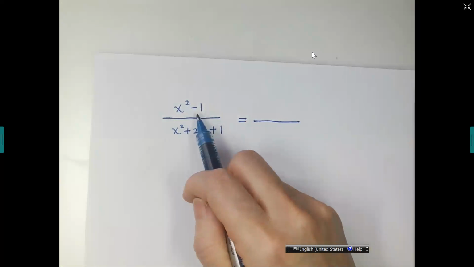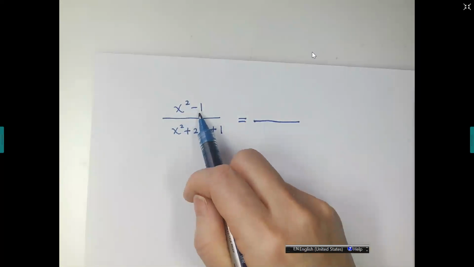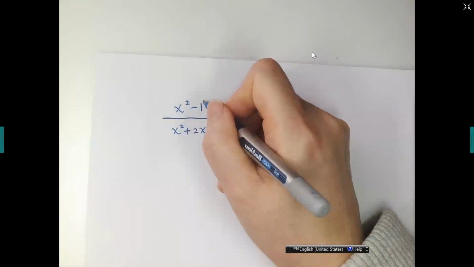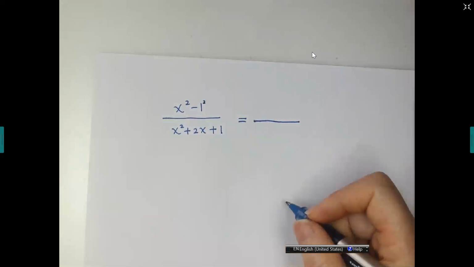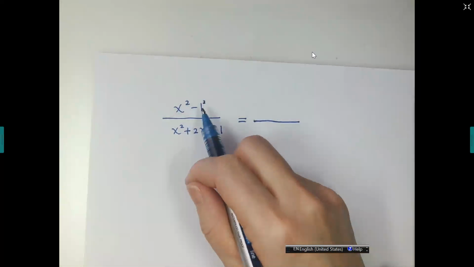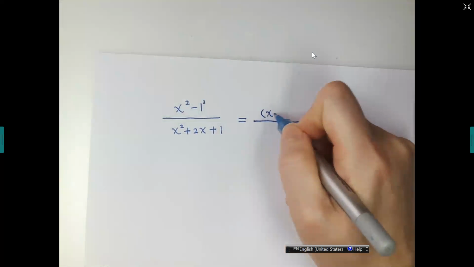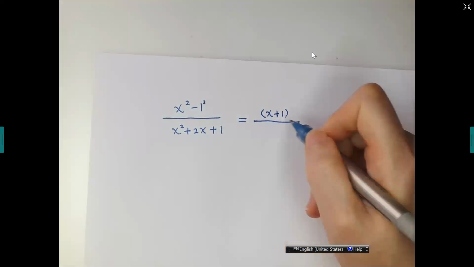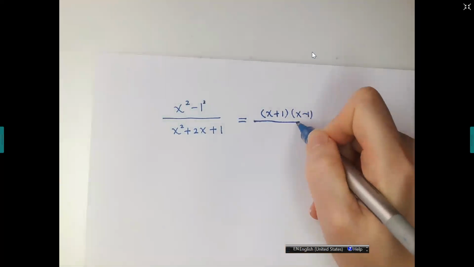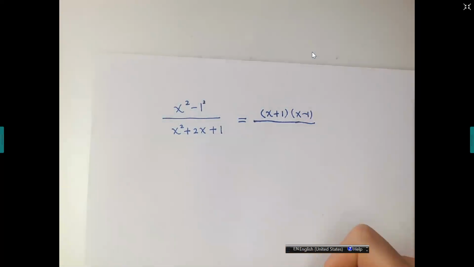Typical binomial, difference of squares, because 1 can always be seen as 1 squared. So the numerator is the difference of squares. Can we factor it? Absolutely. Add the two bases and then subtract the two bases: x plus 1 times x minus 1.